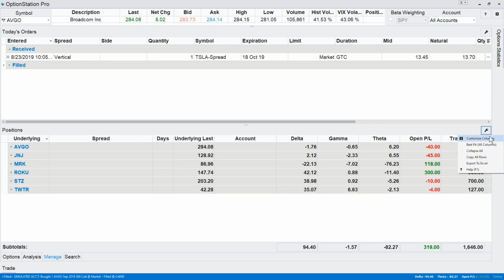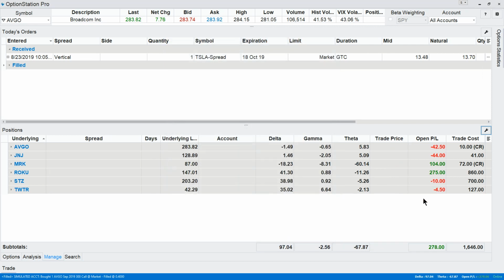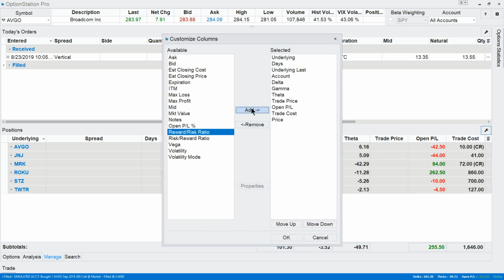So let me take a look at customized columns here. I want to see the price I got. Sorry, not this price. The trade price. That's the one I want. So I can see how much I got when I did the trade. And when I did this trade, okay, trade price is not showing up. Why is that? Maybe it was price and I got confused. Let me see. So price.